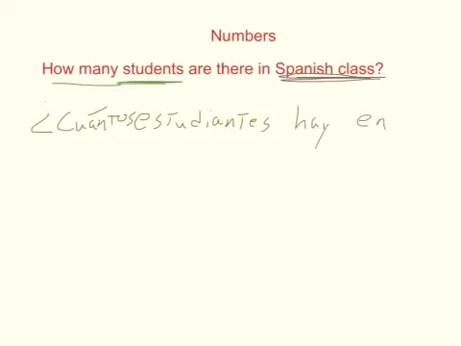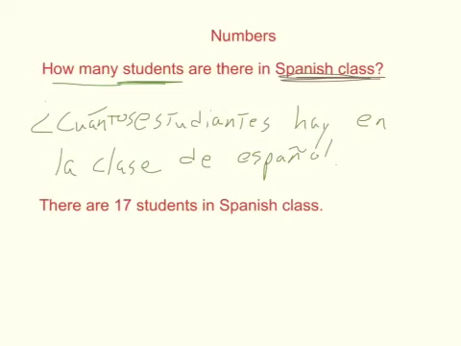And then in would be en. And then we need to say the class of Spanish. La clase de español. And we want to answer this by saying there are 17 students in Spanish class. Pause the video, translate that, and then I'll give you the answer.